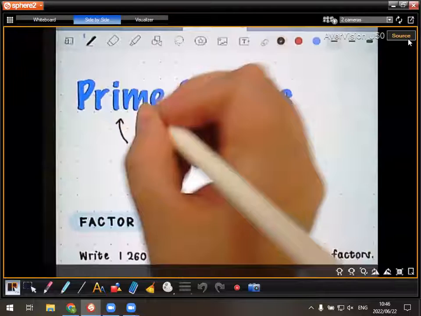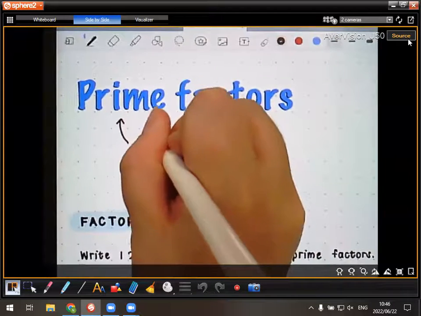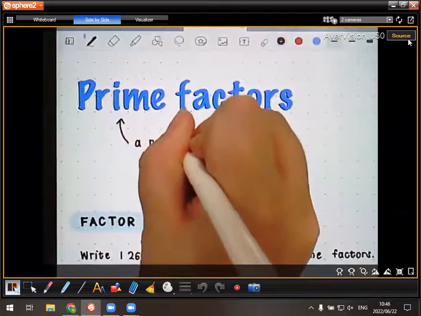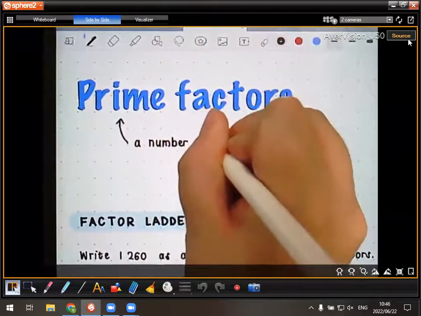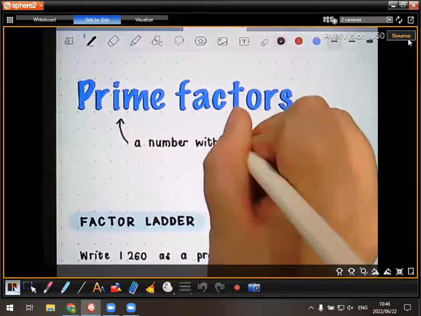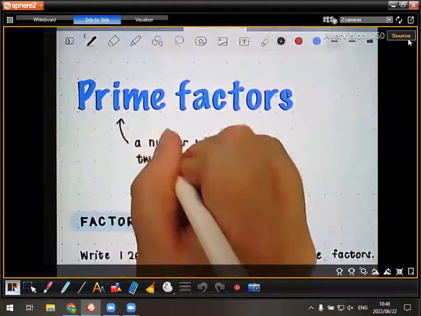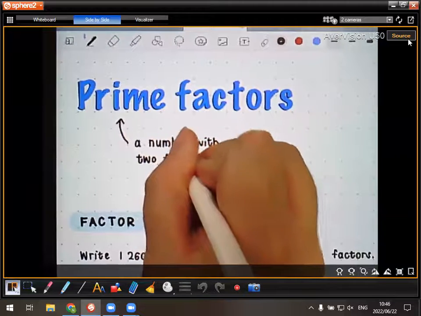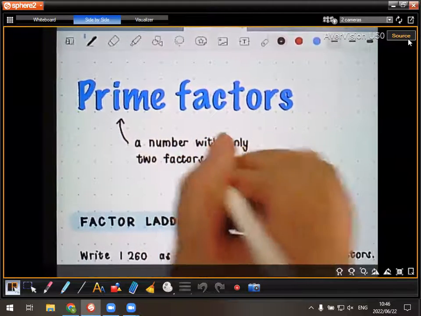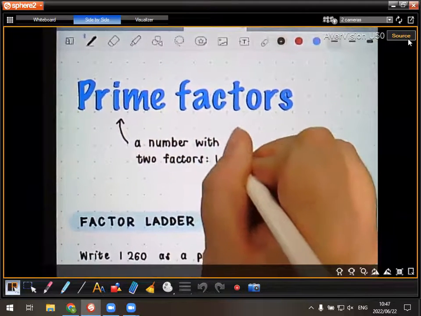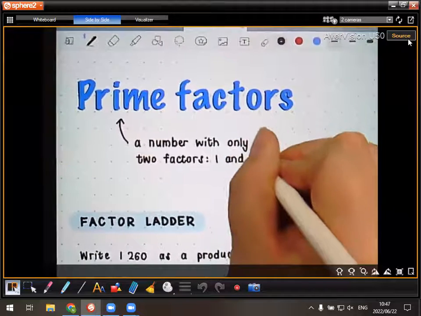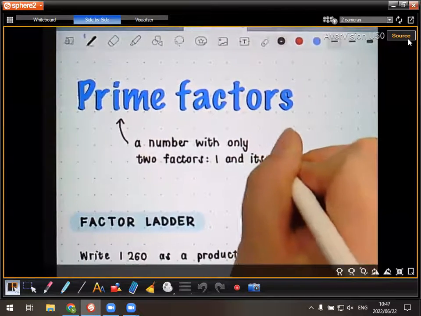Okay, so prime is a number with only 2 factors: 1 and itself. So 1 and the number.